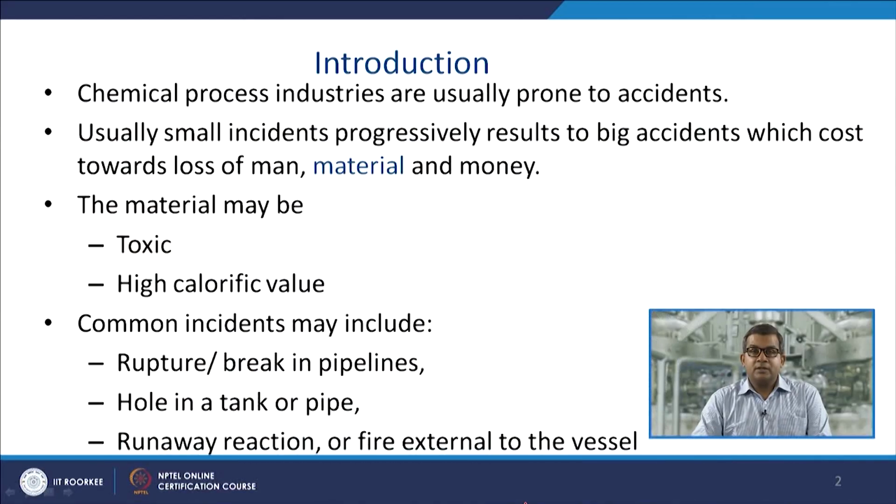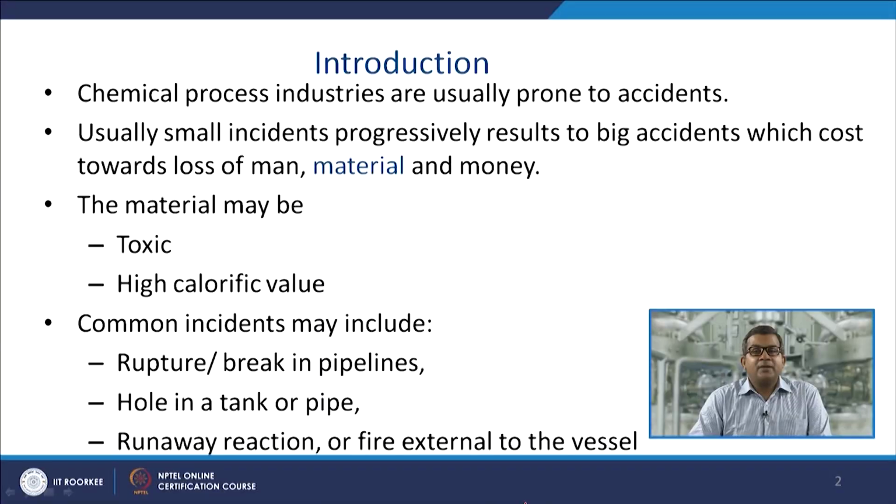We all agree that the chemical process industries are usually prone to accidents, especially fire, explosion, and different types of toxic release, etc. These accidents are attributed to a variety of reasons, maybe human, maybe equipment failure, maybe some other things. So usually small incidents progressively result in a big accident which costs the loss of man, material and money.